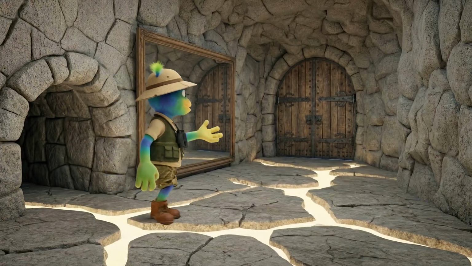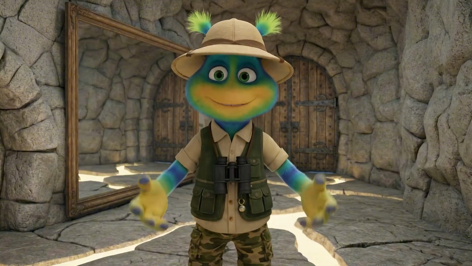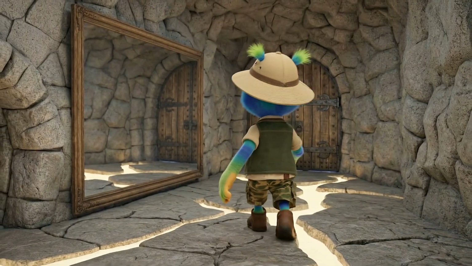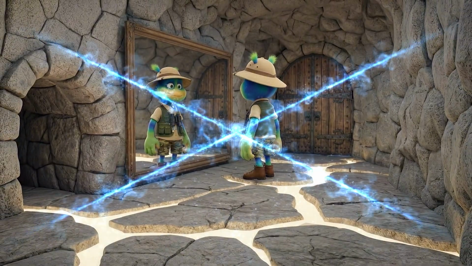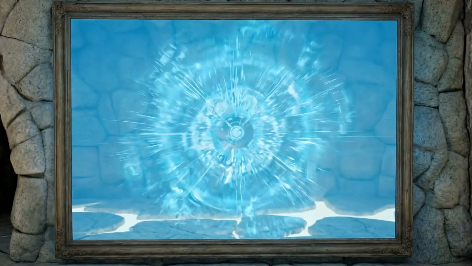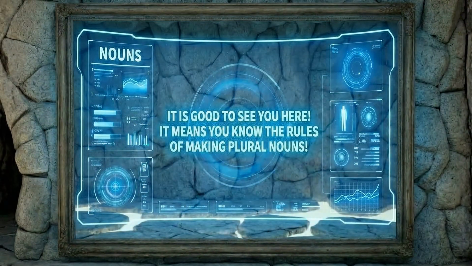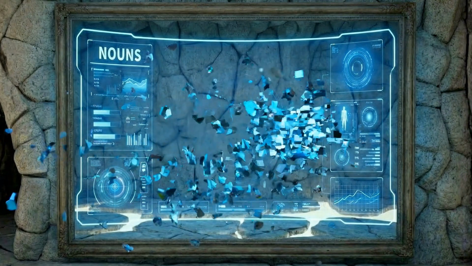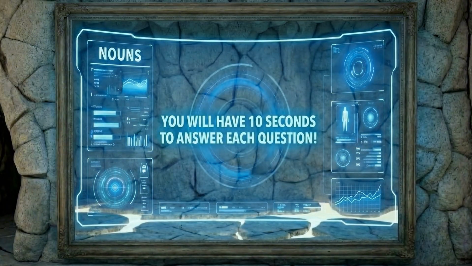Wow, finally! Well, we used 5 rules for plural nouns. It's time to get out of here now. But look at this big mirror. It is different from the other ones inside the cave. Wow, what is happening? It is good to see you here. It means you know the rules of making plural nouns. You will have 10 seconds to answer each question.